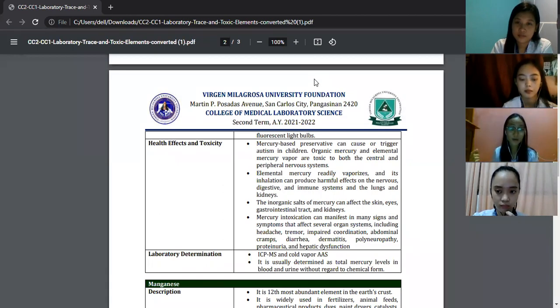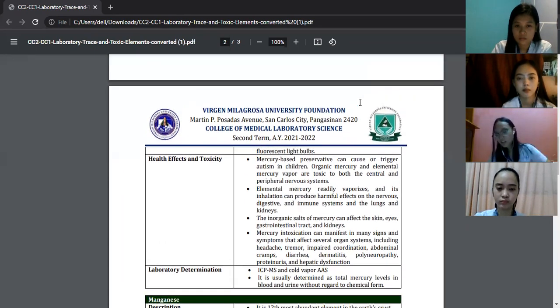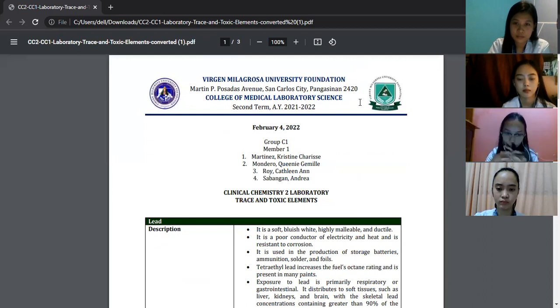For manganese, used in glass and ceramics, they have the highest level in fat and bone, so the conditions are related to the bones, and blood clotting defects. So the specimen of choice here is the urine, and these three use the laboratory method called inductively coupled plasma mass spectrometry, and that's for group C1.